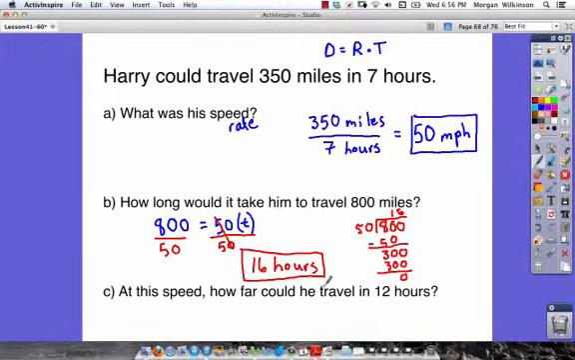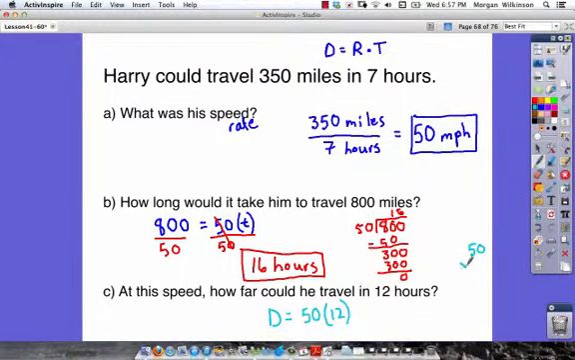Well, problem C is easier than problem B, and that's because we know that his rate is 50 miles per hour, so the distance that he could travel, distance is going to be equal to the rate of 50 times the time of 12. So we can do 50 times 12 to figure out the answer for question C. Let's go ahead and do that.